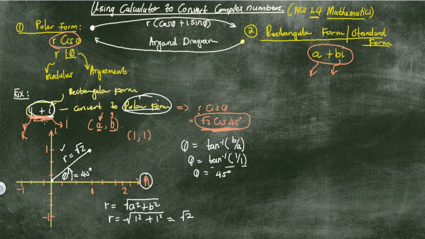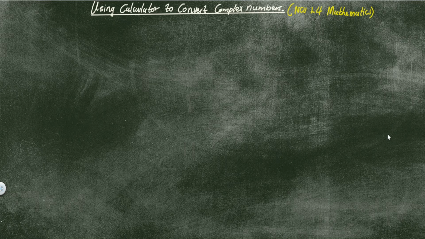Now, let me show you how to use a calculator to convert from a rectangular form to a polar form. Do you see how long the process was in order to convert a rectangular form to a polar form? We had to find r, we had to find the argument as well. So now I'm going to show you the calculator. Just note this down somewhere. I'm going to hide this for a moment.